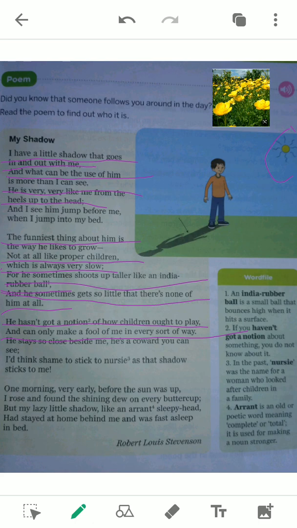But he can't play with the child because it is a shadow itself. But the child thinks that he doesn't know how to play. That's why the shadow is behaving this way. Quite funny, no?